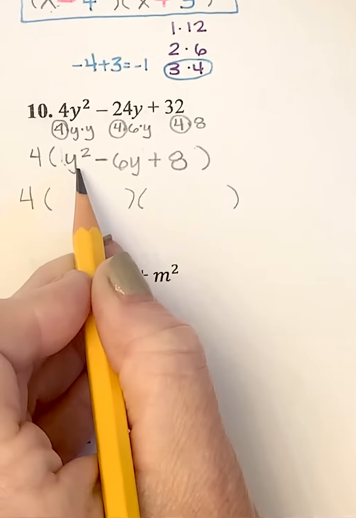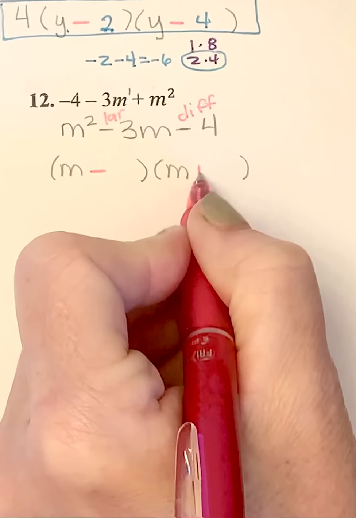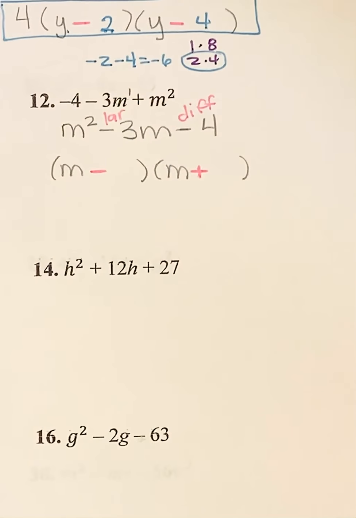Is the leading coefficient 1? Yes. All right, so now we can start to factor it. I'm going to write my sets of parentheses and figure out the first term is going to be an m, because m times m is the only way you can get m squared. This tells me the signs are going to be different, and the larger sign is going to be negative. So one's going to be negative, one's going to be positive.